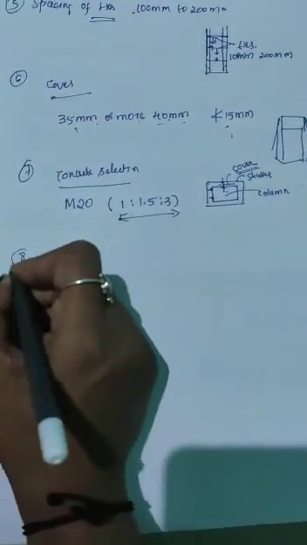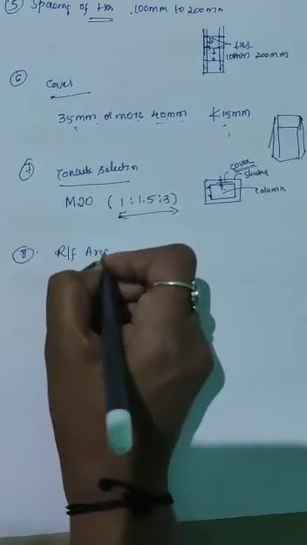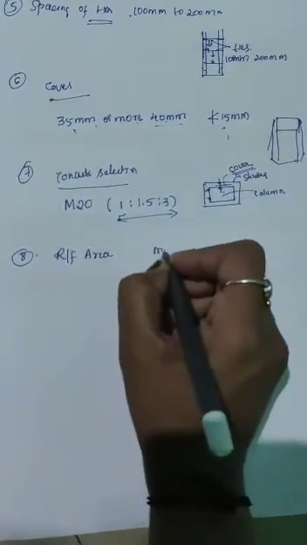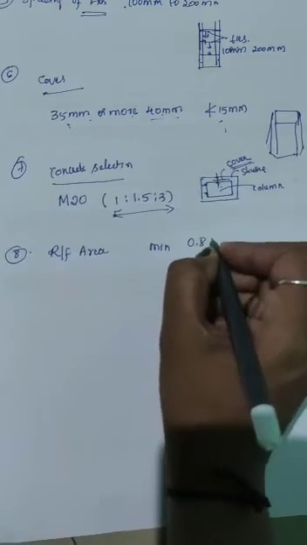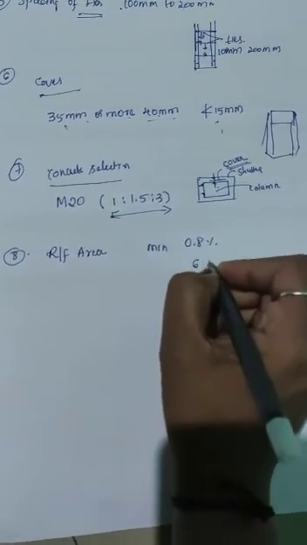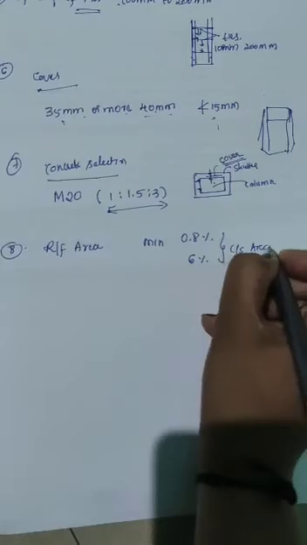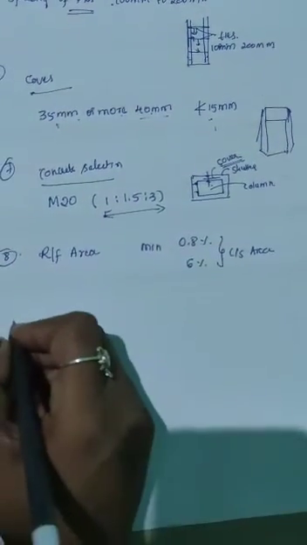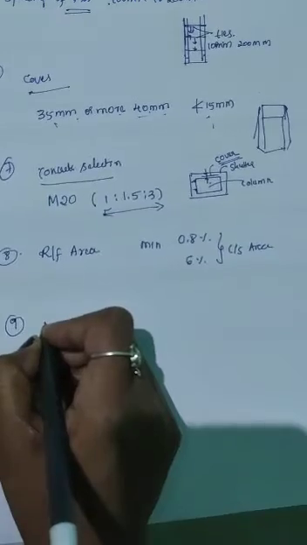Okay, go through that. Coming to the 8th one, that is reinforcement area. The minimum reinforcement area that we need to choose is 0.8% and the maximum is 6% of its cross-sectional area.